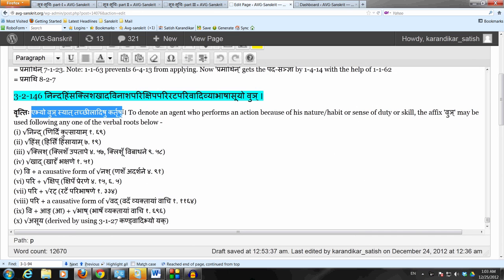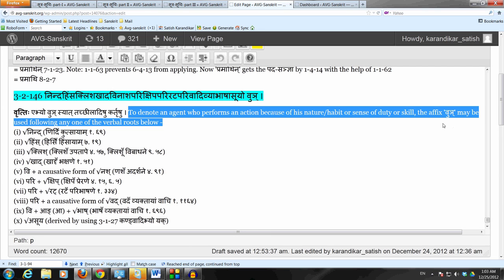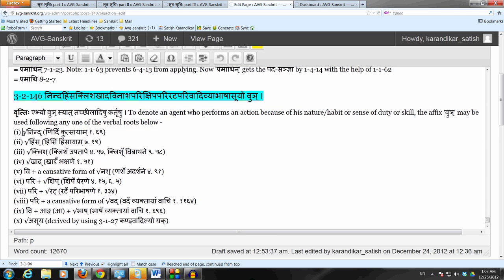So to denote an agent who performs an action because of his nature or habit or sense of duty or family tradition or because he is skilled at it or he's good at it, the affix vi may be used following any one of the verbal roots listed below, and there are 10 of them in this sutram. They are as follows: Nind, which is nidi kutsayam. Now this verbal root is an idit.